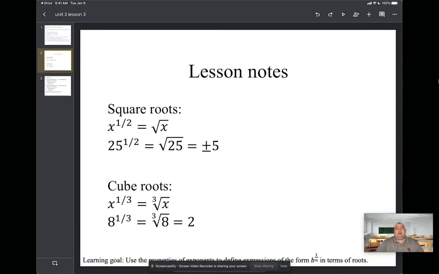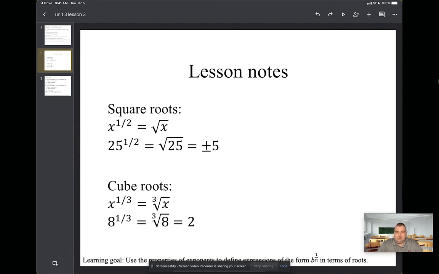Welcome back, everybody. We are up to lesson 3 of unit 3. And in this lesson, we're going to talk a little bit more about square roots and cube roots. We had talked about square roots and cube roots in the previous lesson. But what we want to do is relate square roots and cube roots to exponents.